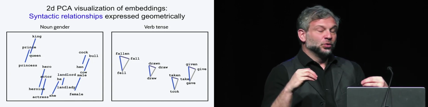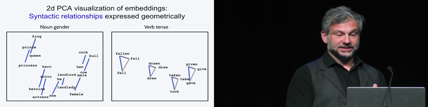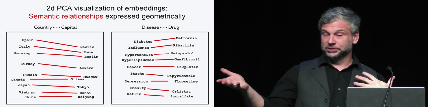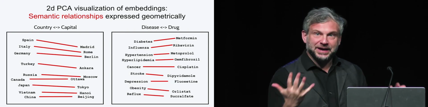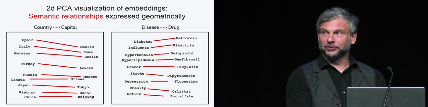we found that syntactic relationships were represented geometrically, like these similar triangles representing the tenses of verbs, and that even arbitrary semantic relationships, like the relationship between countries and capitals or diseases and drugs, were also represented geometrically in this space as similar displacements. And that was really powerful.